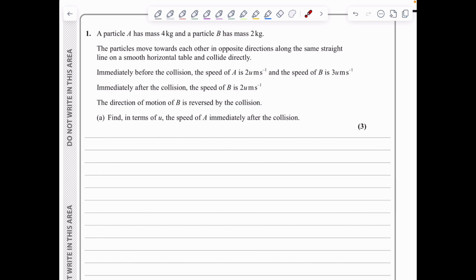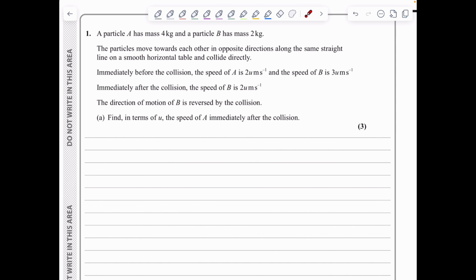In question 1, particle A has a mass of 4 kilograms and particle B has a mass of 2 kilograms. They are moving towards each other in opposite directions and collide directly. Before the collision, A is moving with a speed of 2u and B with a speed of 3u, and immediately after the collision, the speed of B is 2u meters per second. We are additionally told that the direction of motion of B is reversed by the collision, and we need to find, in terms of u, the speed of A immediately after the collision.